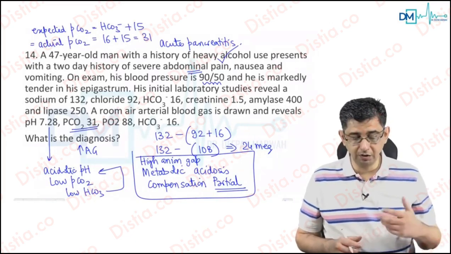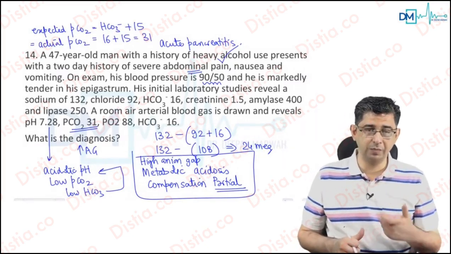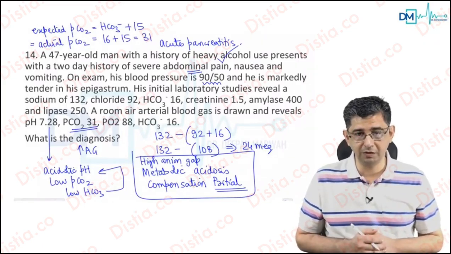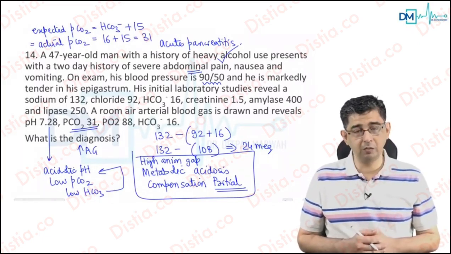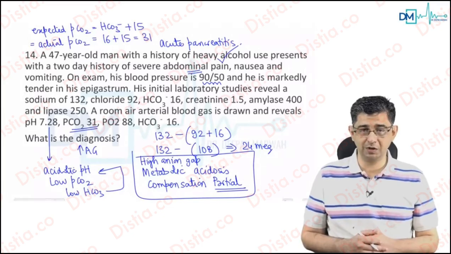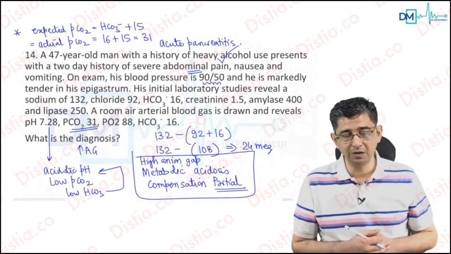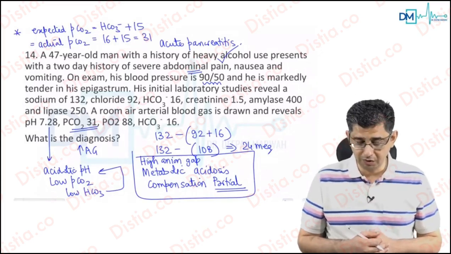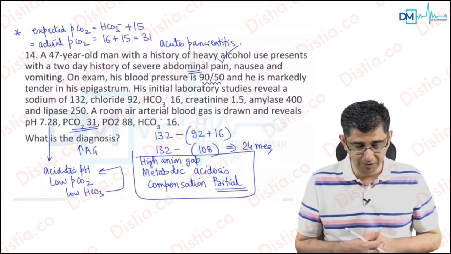So why are we calculating this expected PCO2? It is to check whether the compensation is occurring or not. Because if this mathematical formula had not been satisfied in this question, then there could be a possibility of a combination of metabolic acidosis and respiratory acidosis in a patient as well. But because the formula is satisfied, that means there is no mixed disorder. It is just a compensatory disorder which is given in this question. The answer to this question is HAGMA, high anion gap metabolic acidosis with a partial compensation.